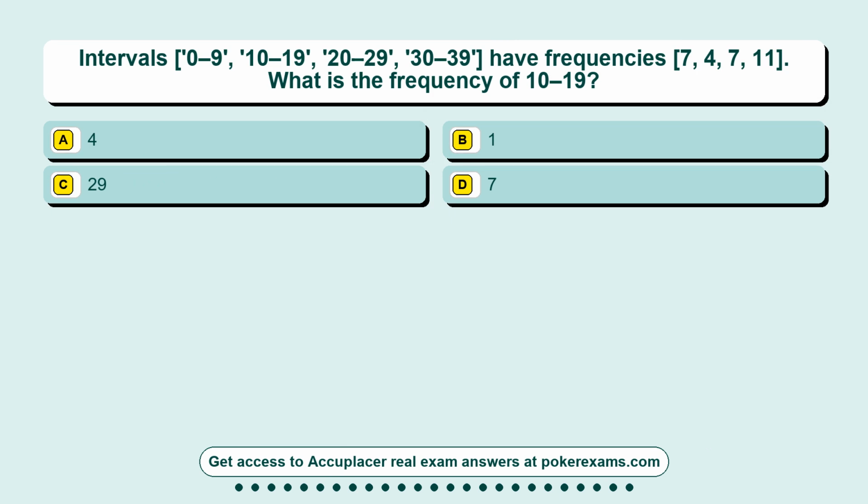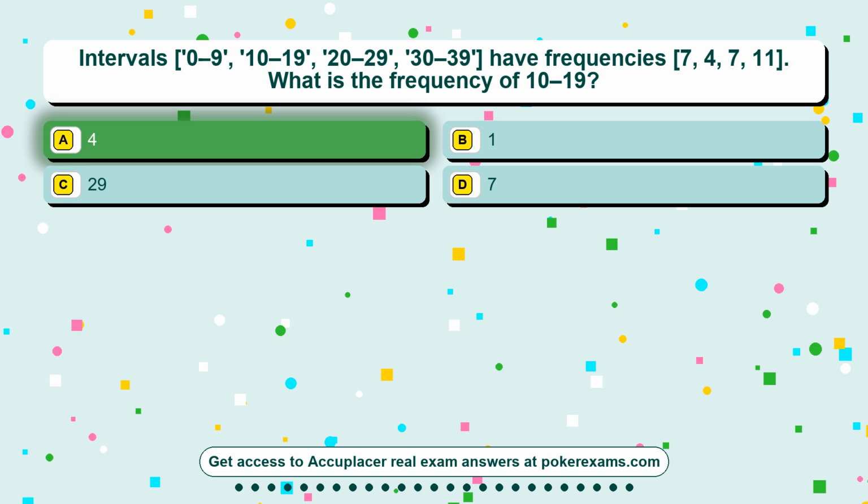Question 3. Intervals 0 to 9, 10 to 19, 20 to 29, 30 to 39 have frequencies 7, 4, 7, 11. What is the frequency of 10 to 19? Option A 4, option B 1, option C 29, option D 7. The correct answer is option A 4.